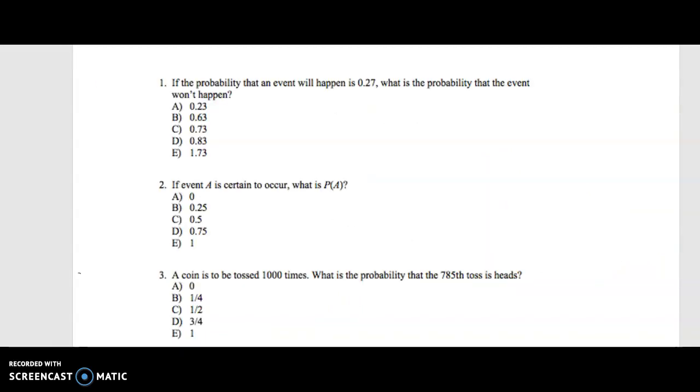Let's look at page 7, number 1. If the probability of an event is 0.27, then the probability that that event won't happen, if it's event A, we'll say not A, is going to be 1 minus 0.27, which gives us C, 0.73.